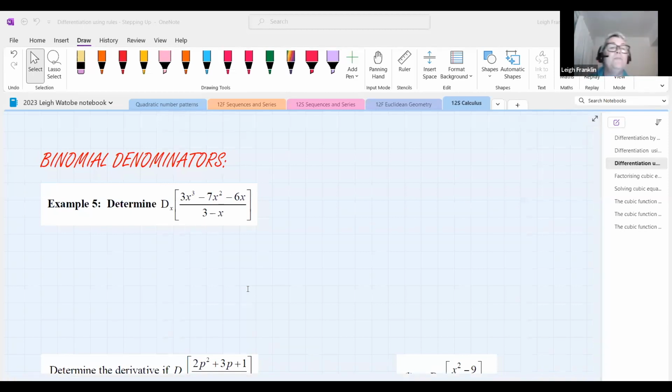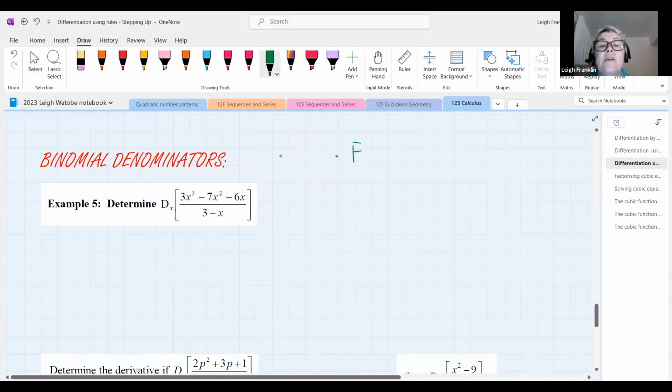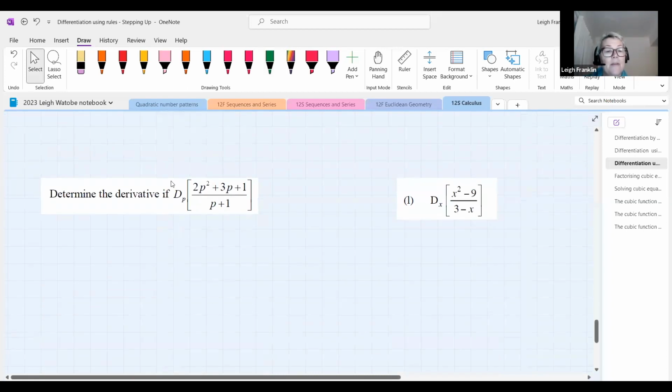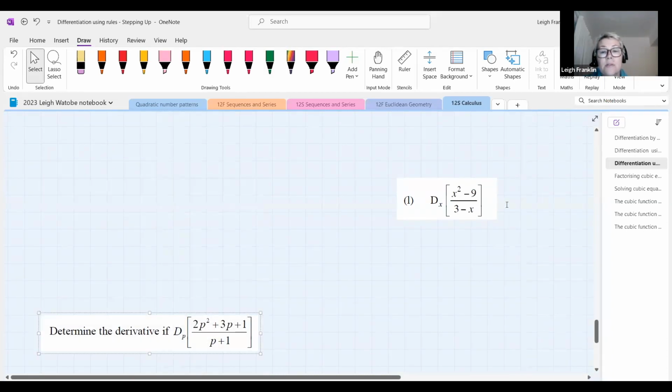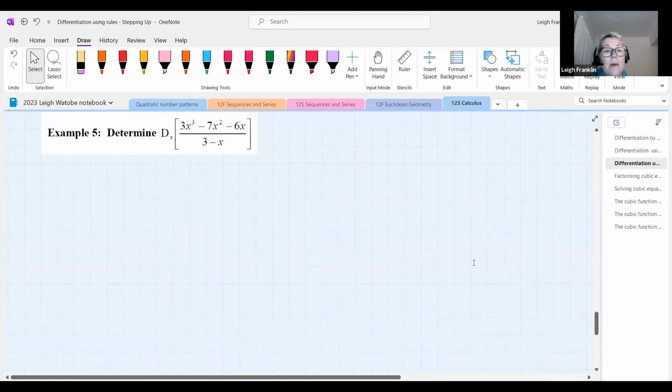Okay, so when it comes to binomial denominators, the way we answer the question is a little bit different. We cannot split it up because it has a binomial denominator. So what we would do in a situation like this is factorize. After we have factorized, we are allowed to cancel something at the top with something at the bottom. And once we have simplified what we've got, we can apply our power rule. So let me show you what I mean by this example.